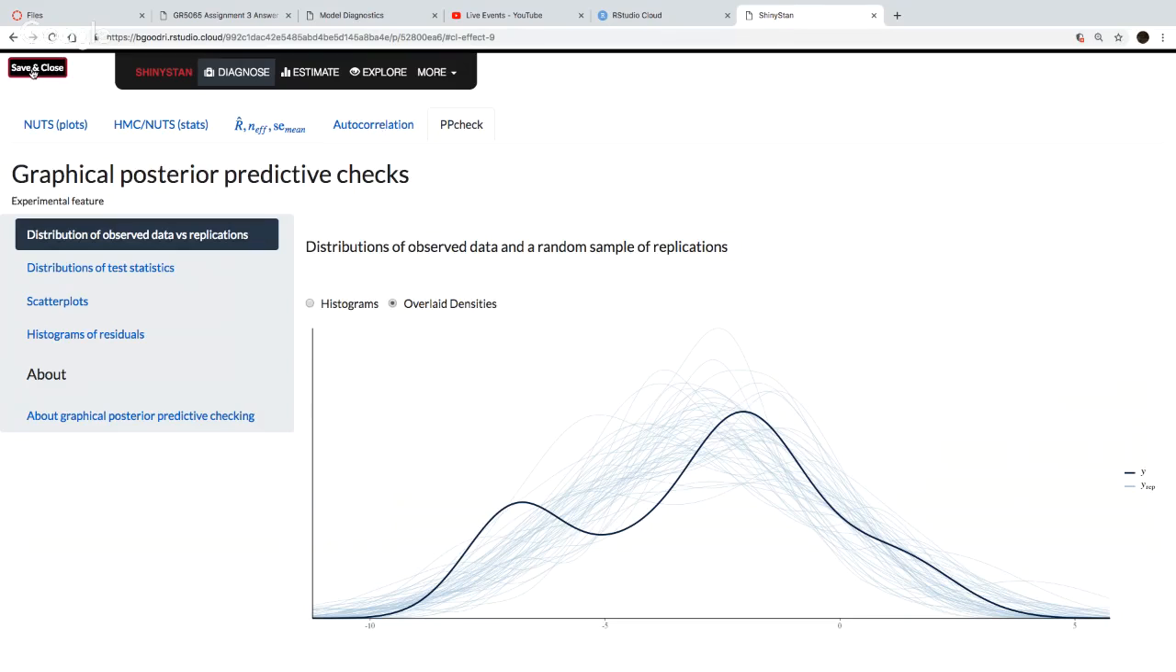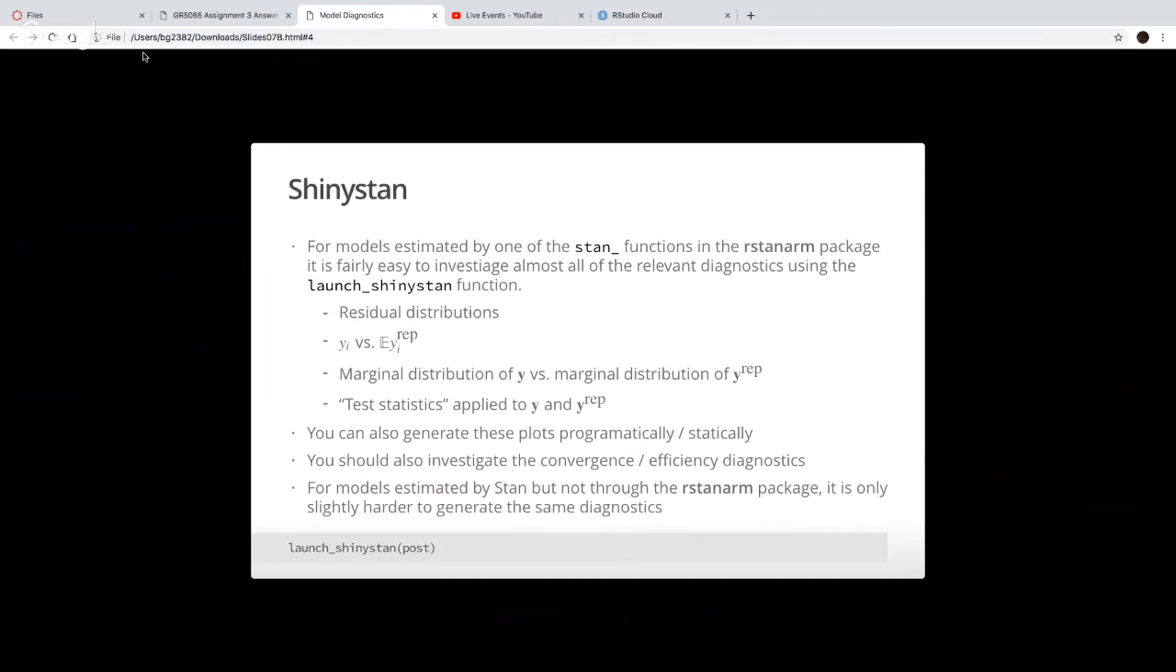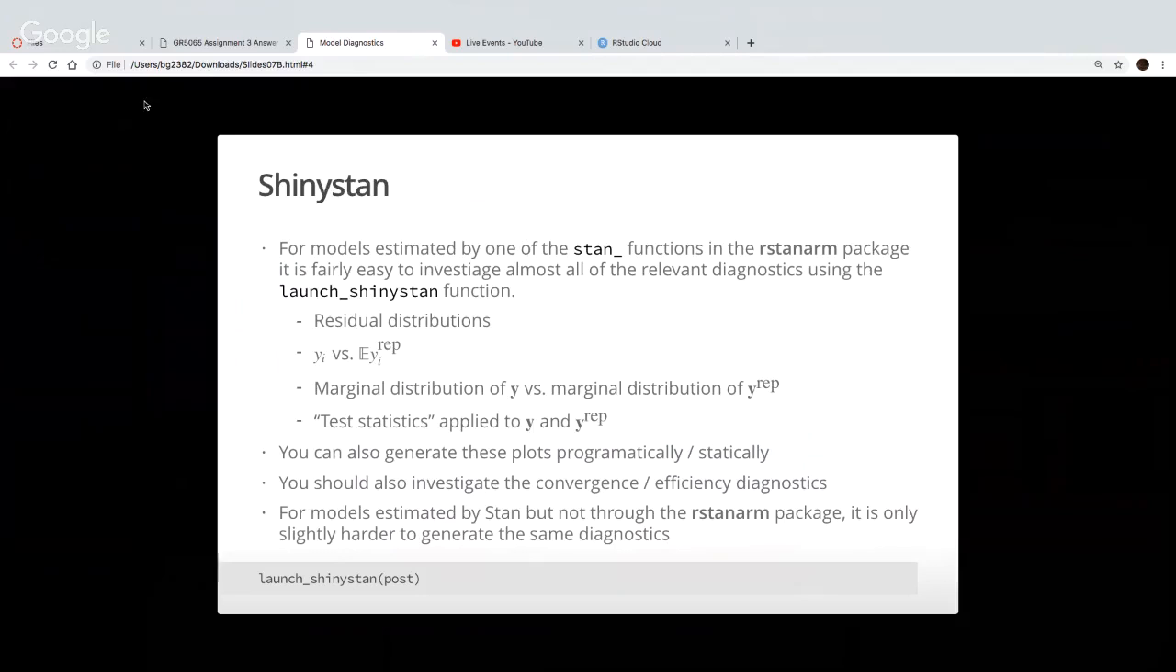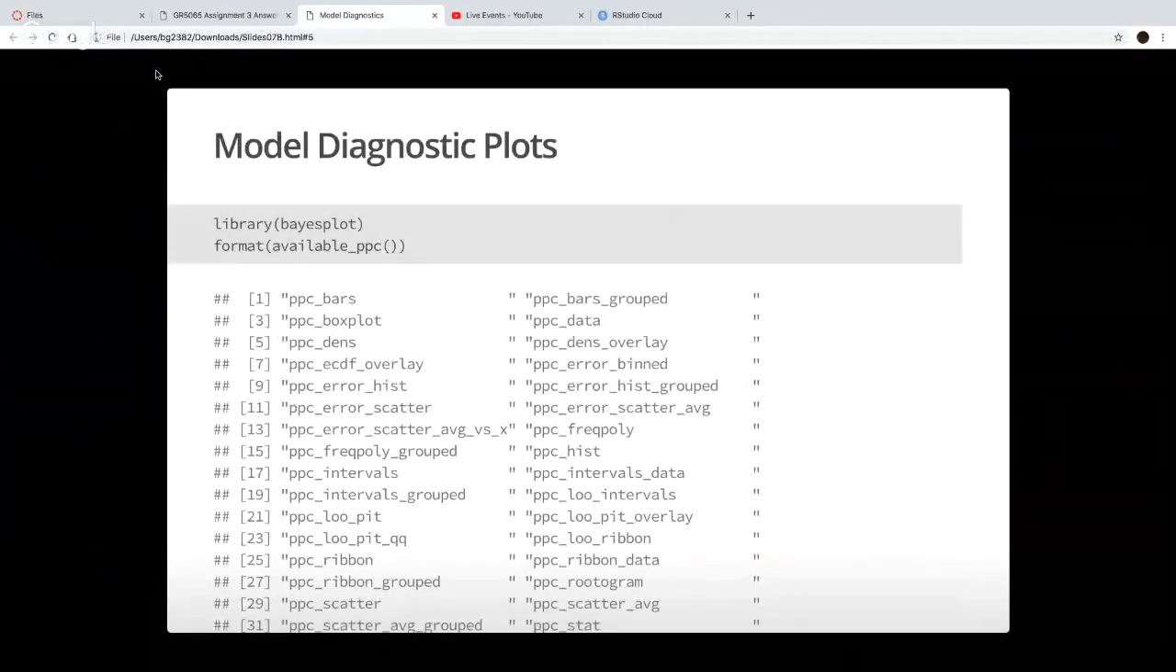Okay, so then you can click close, and you're back to your RStudio session, and we're back to the slides for today. Right? So those are all the things that you can do with ShinyStan.